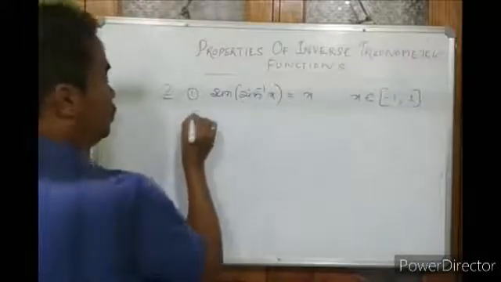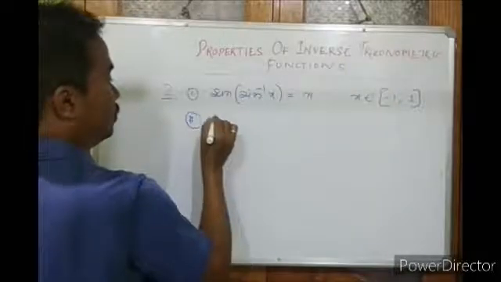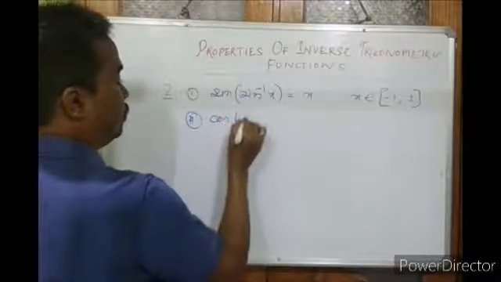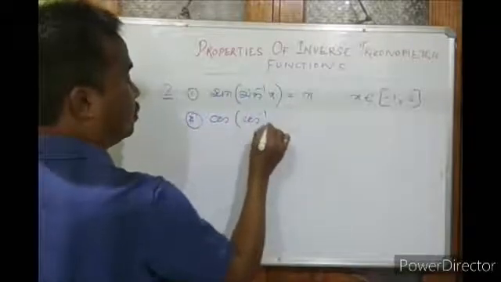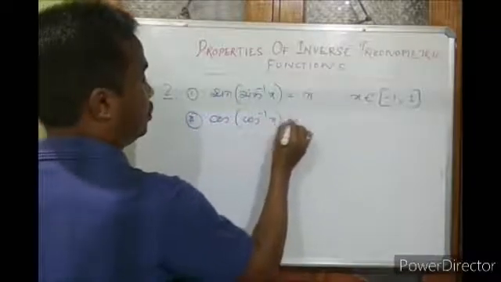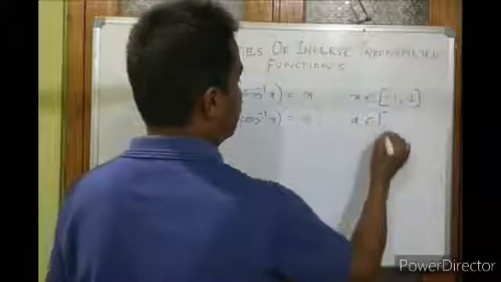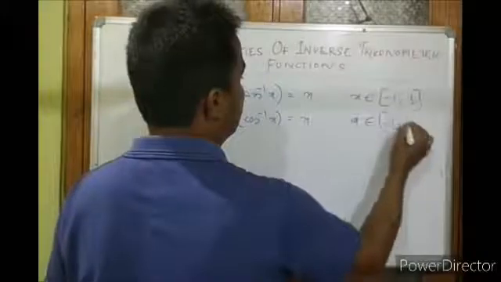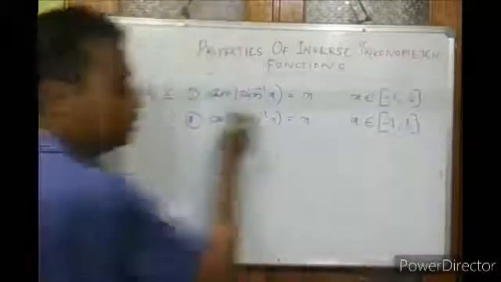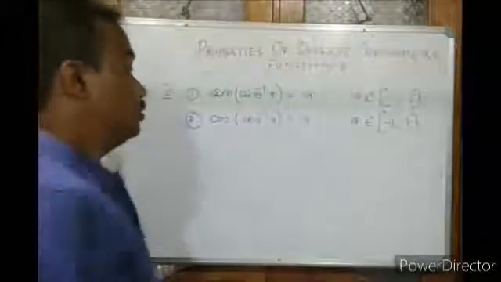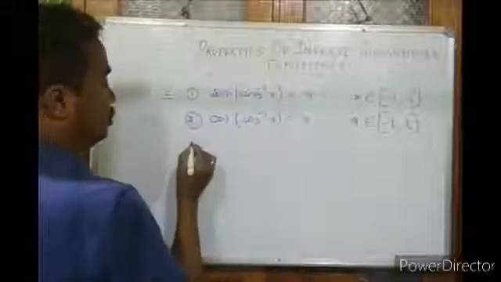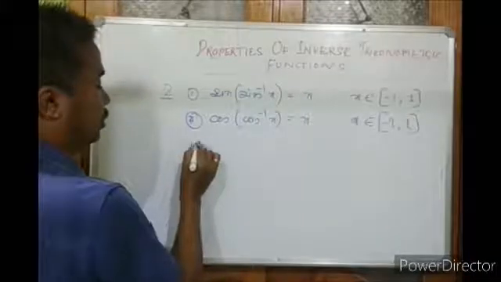Number 2, cos of cos inverse x is equal to x. Same, x belongs to minus 1 to plus 1. Only if x lies between minus 1 and plus 1, then this will be x. Otherwise, no.